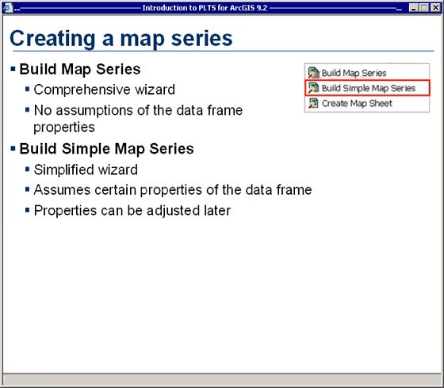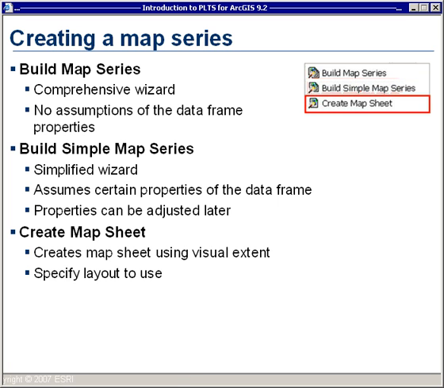Now, the Build Simple Map Series wizard will also provide you with a complete series. However, it is a shorter wizard. It makes some assumptions about the properties of the data frame which will be applied during the initial creation of the series, such as the spatial reference.